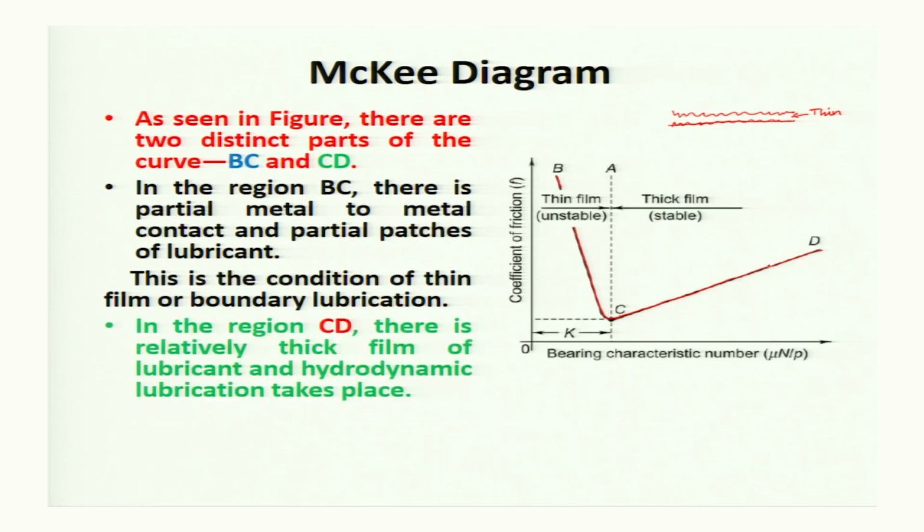In the region CD, there is a relatively thick film of lubricant and hydrodynamic lubrication takes place. In this zone, the surfaces will be something like this. Two surfaces, in between there is a lubricant, and the surfaces are sufficiently separated from each other, and so there is a full film lubrication, or thick film lubrication.